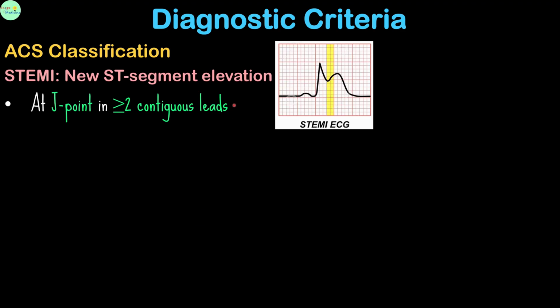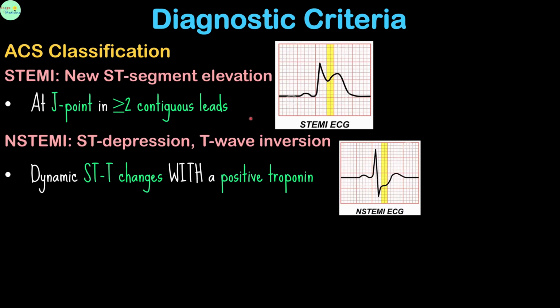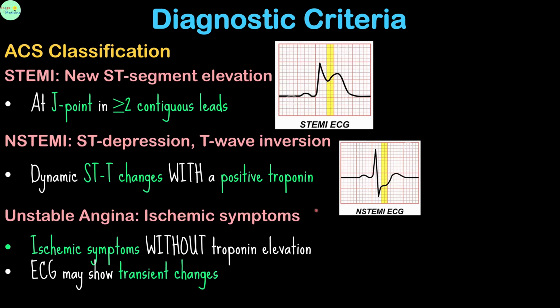An ST elevation myocardial infarction is diagnosed when there is new ST segment elevation at the J point in 2 or more contiguous leads on the electrocardiogram. A non-ST elevation myocardial infarction presents with electrocardiogram changes like ST depression or T-wave inversion, along with a positive troponin level. Unstable angina involves ischemic symptoms without a rise in troponin, though the electrocardiogram may show transient changes.